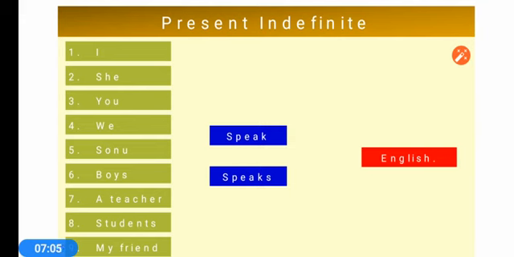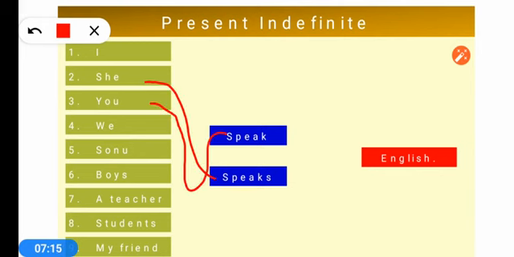Now with C, repeat after me. With C, what should be there? Speak or speaks? Yes, you are right, speaks. With U, what should be there? Speaks or speak? Speak will be there. With V, speak. With Sonu, speaks.